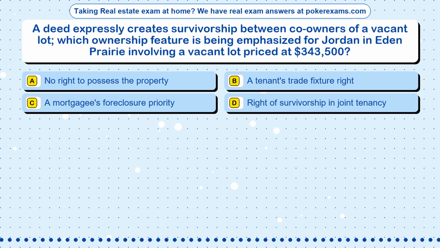Question 92. A deed expressly creates survivorship between co-owners of a vacant lot. Which ownership feature is being emphasized for Jordan and Eden Prairie involving a vacant lot priced at $343,500? Option A. No right to possess the property. Option B. A tenant's trade fixture right. Option C. A mortgagee's foreclosure priority. Option D. Right of survivorship in joint tenancy.